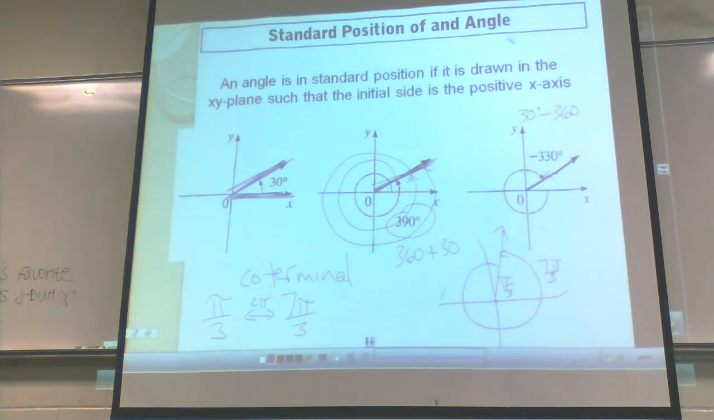The biggest thing I want you to understand is that when they have this term, coterminal just means angles that end at the same point. They're on the same kind of ray. The one side never moves. It's always stuck right there on the positive x-axis. So we're dealing with standard position. We're not shifting anything around.